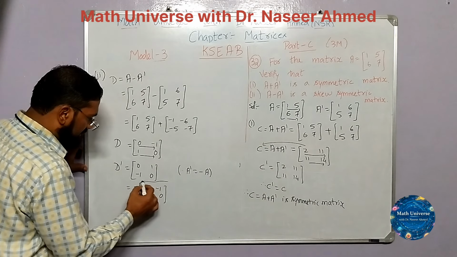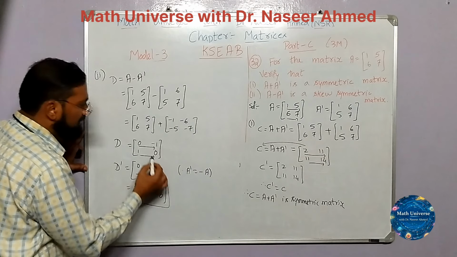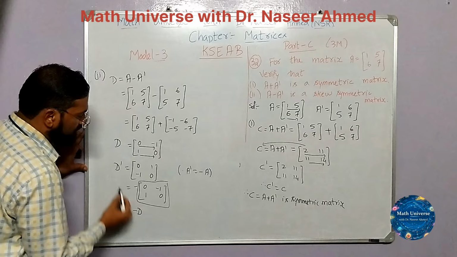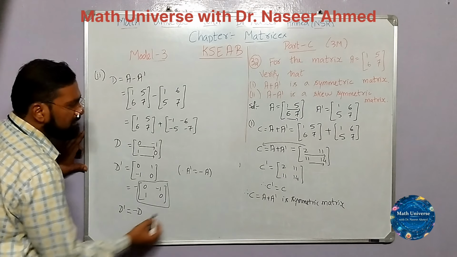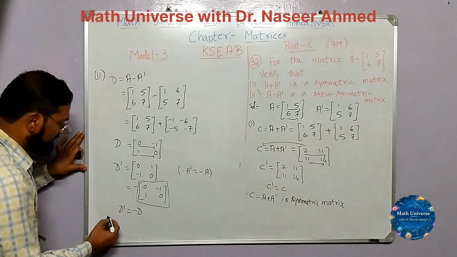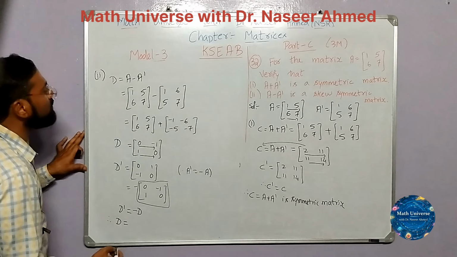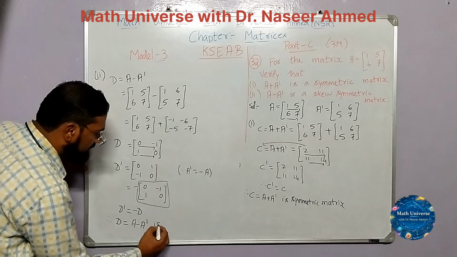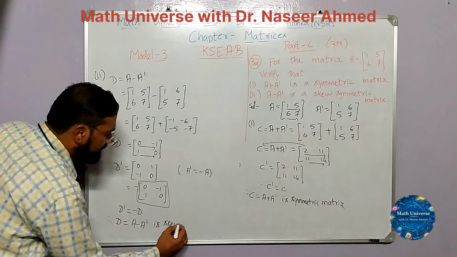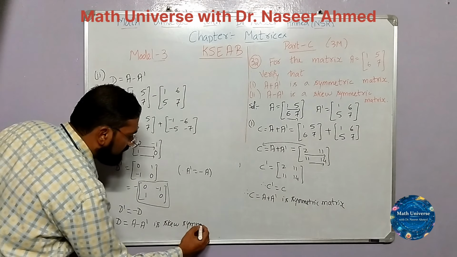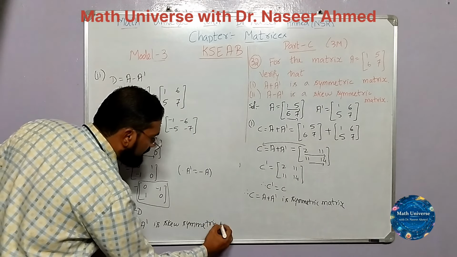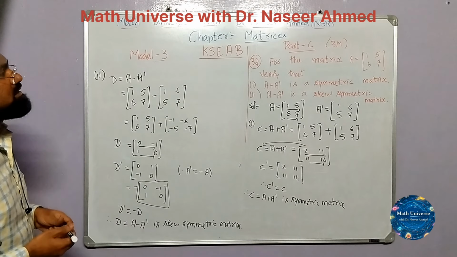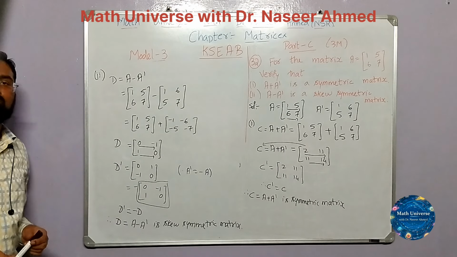I said for 0 no need, because whether I write minus 0 or plus 0 doesn't make any difference. So now this part, if you observe, is the same as this. So it is matrix D, but the negative sign is there. So D transpose is equal to minus D. This obeys the definition of a skew symmetric matrix. Therefore I can comment that D, which is A minus A transpose, is a skew symmetric matrix. Yes, so with this we have completed the 3-marker question on matrices.